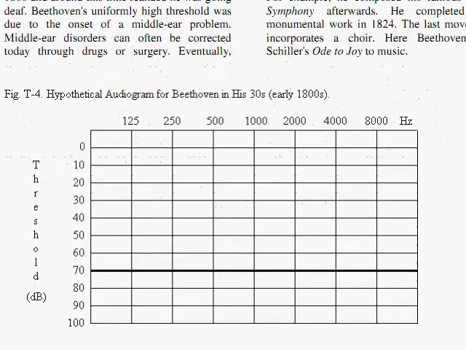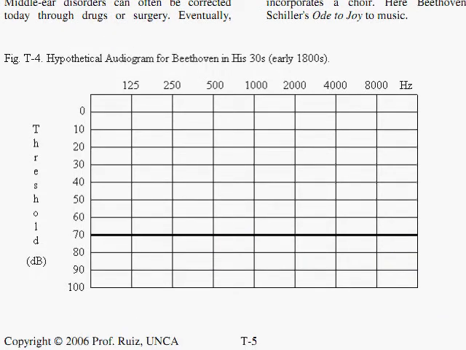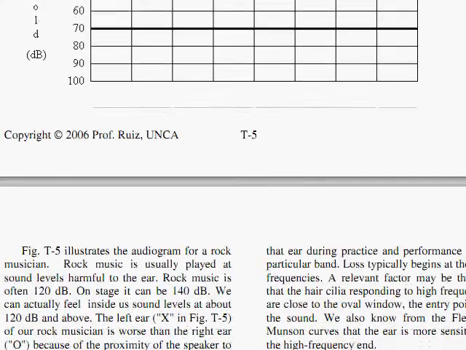Well, we go on here to show the audiogram for Beethoven in his 30s. He has a uniform across-the-board hearing loss for all the frequencies, and that's typical of middle ear problems, which could be solved today fairly easily with drugs or with an operation. Beethoven would not be suffering if Beethoven lived today.